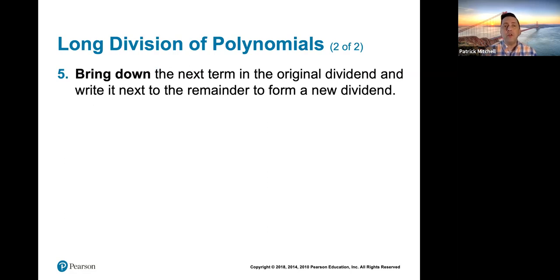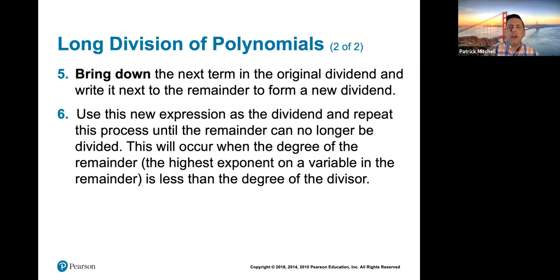Because you're going to do those three things on a loop, basically until you run out of terms in your dividend. So bring down the next term in the original dividend and write it next to the remainder to form a new dividend. Use this new expression as the dividend and repeat the process on the previous slide. Divide, multiply, subtract until the remainder can no longer be divided. This will occur when the degree of the remainder is less than the degree of the divisor.